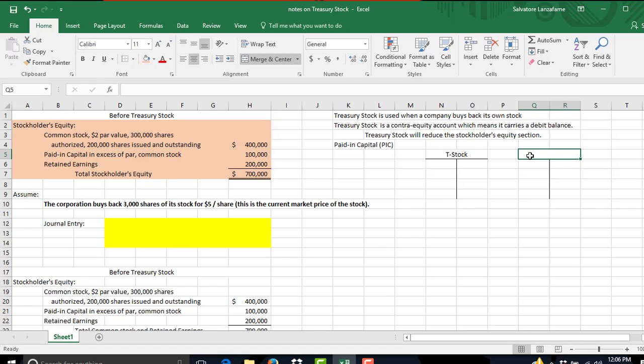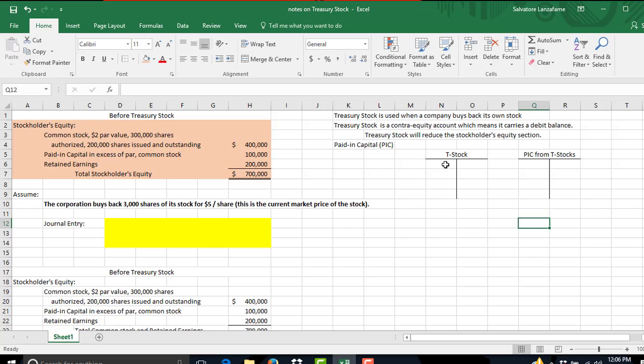This one is a little unique, so we're going to call it paid in capital from treasury stock transactions, or PIC from T stocks. And again, I want you to think of this as a kind of buddy account, but it is technically a contra. All right.